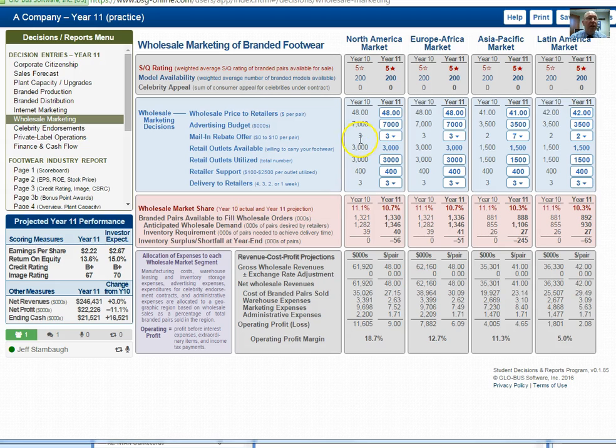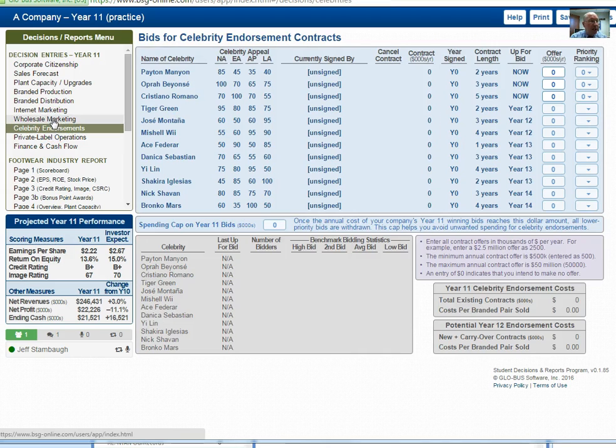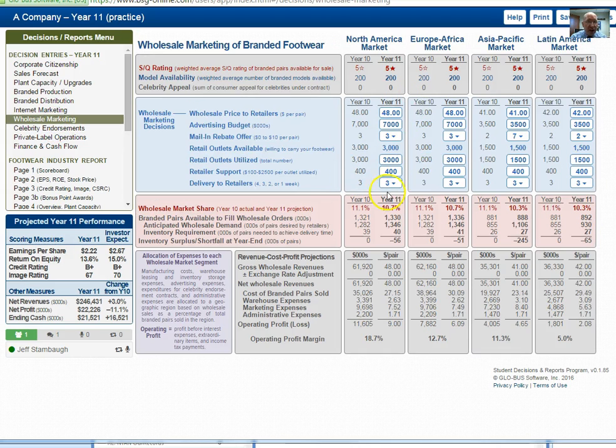Wholesale marketing, again, these decisions should update based on what you did on the branded sales forecast. You just want to verify them. Pretty straightforward tab here. And just to be clear, this is what you're actually doing. This is what the computer is going to use. The sales forecast tab is what you told it to do the forecast with. To the extent that these two don't match, that's where you're going to have a problem.